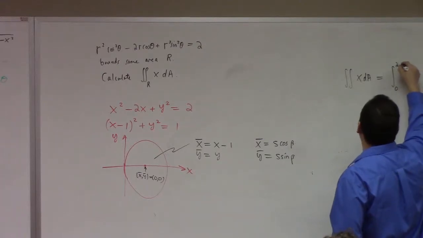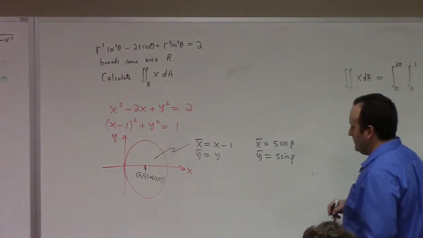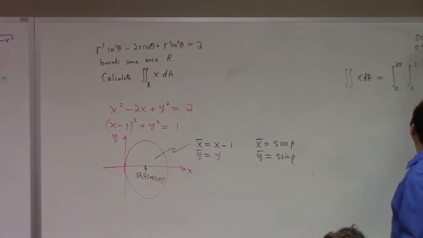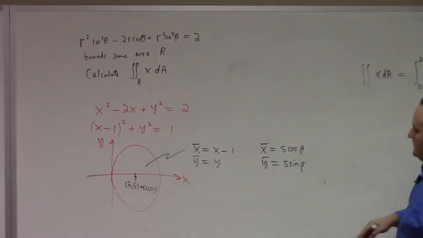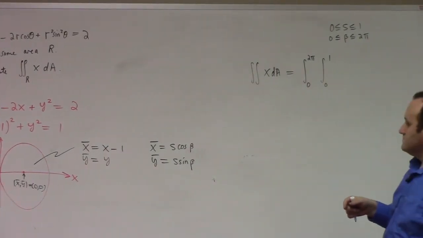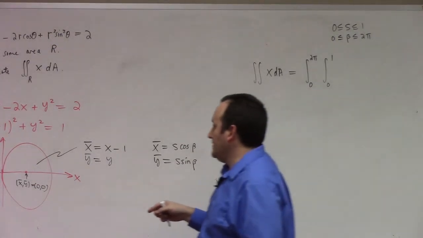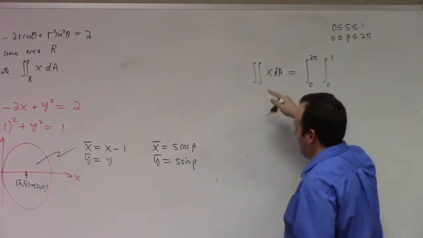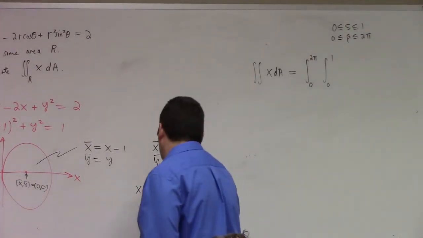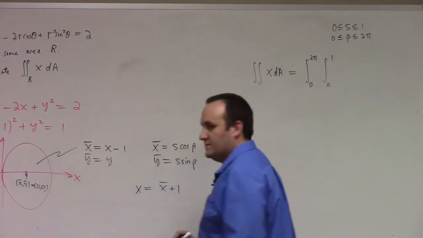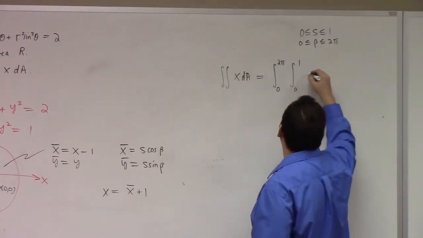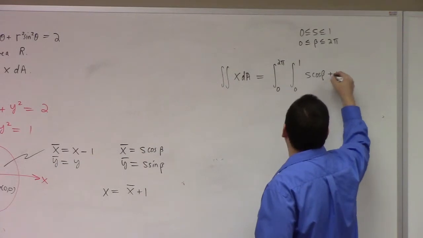0 to 2 pi, and I can integrate from 0 to 1 in terms of what? In terms of s, because these polar coordinates are based on that circle. Now, the integrand x, right, is what? In terms of x bar, what's x equal to? x bar plus 1, right? But if you put that into our modified polar coordinates, it's s cosine beta plus 1.